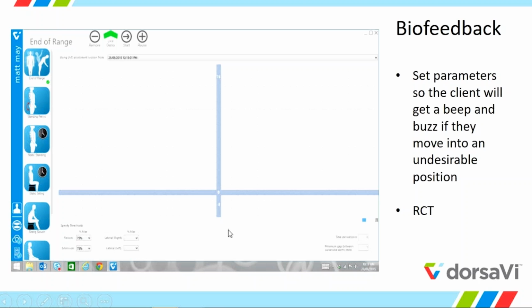Once every 10 minutes, once every 5 minutes. So if you don't want them to sit longer than 5 minutes, then you can set that accordingly, and the RFD will buzz and beep and remind them.